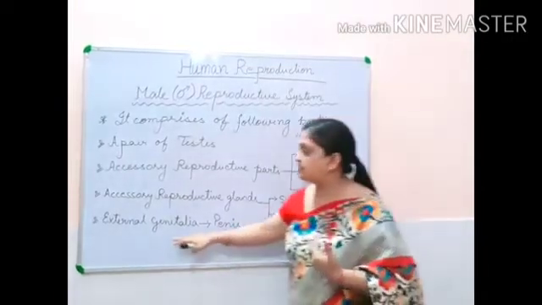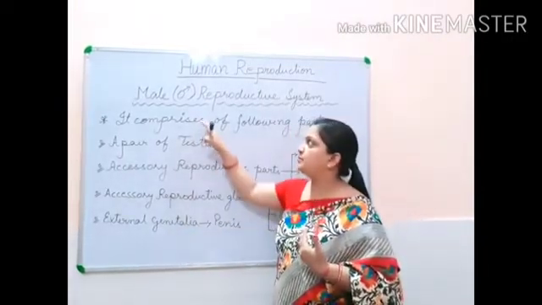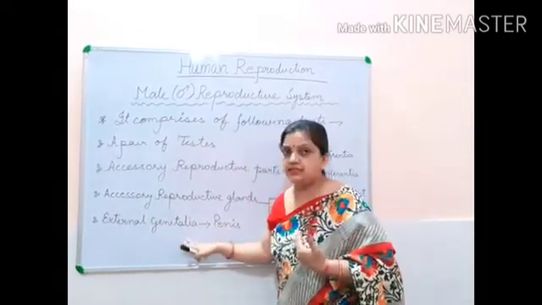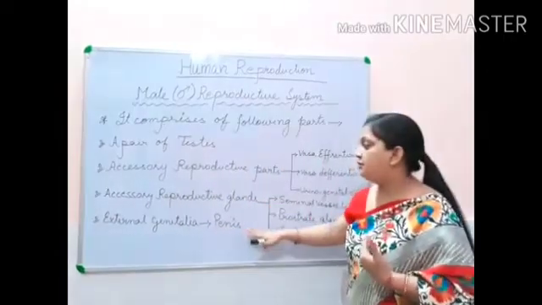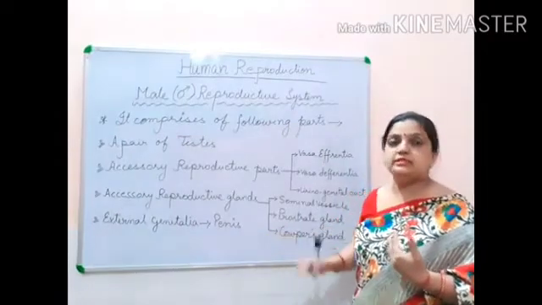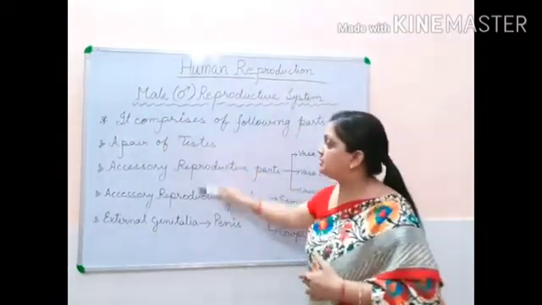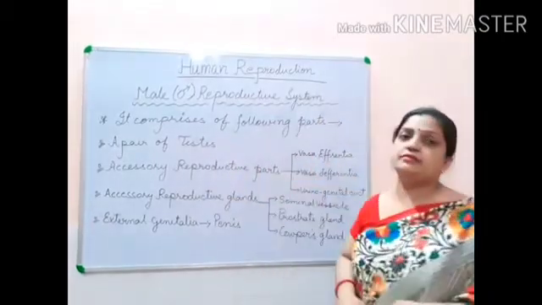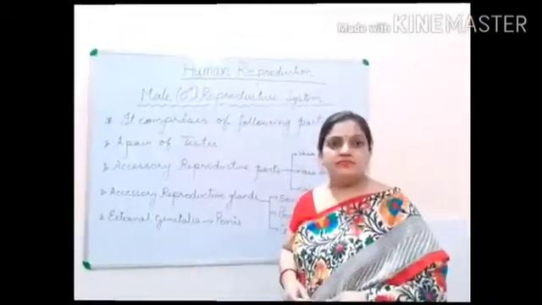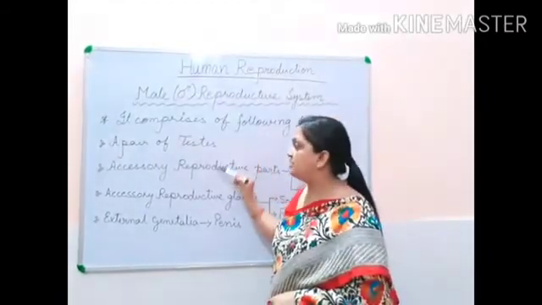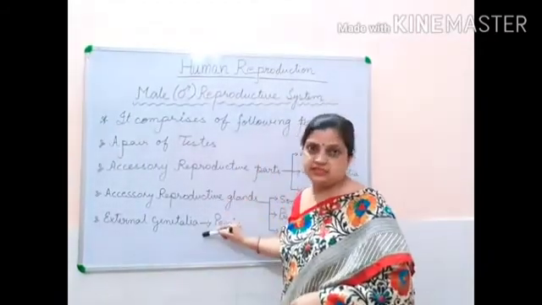And the last important part which makes up the male reproductive system is the external genitalia, and this part is the penis, which is located outside the body. So these are the various parts which make the male reproductive system. Now children, one by one we are going to discuss each and every part in detail. So let us begin with testes.